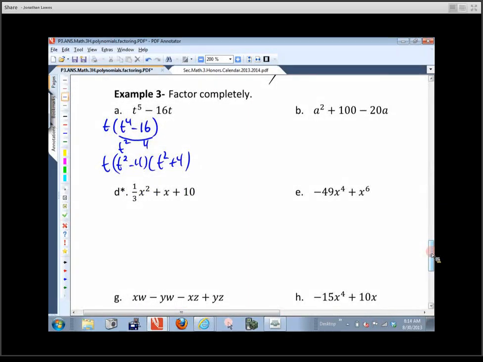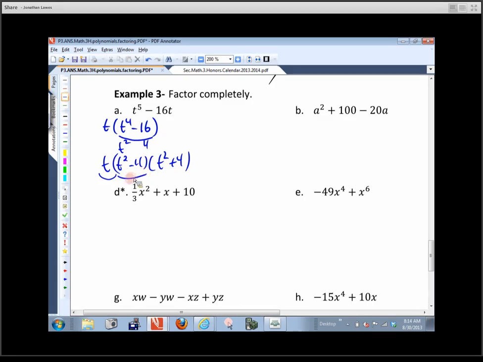Are we done? Have we factored completely? Nope. Okay. Have I factored the t completely? Is there anything I can do with that? Nope. Let's take a look at this. T squared minus 4. We already took out the greatest common factor, so you don't have to worry about that first step. How many terms are there in here?